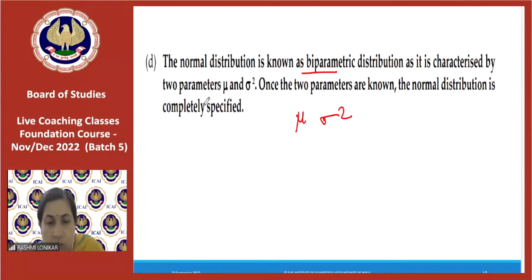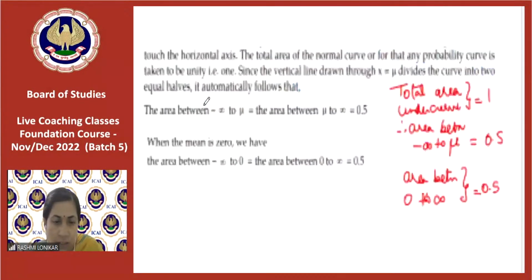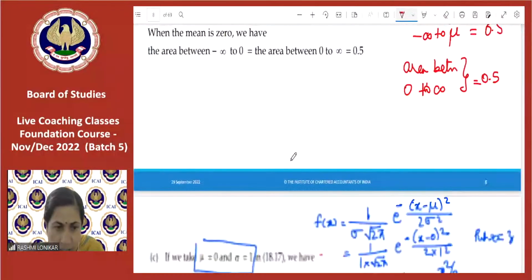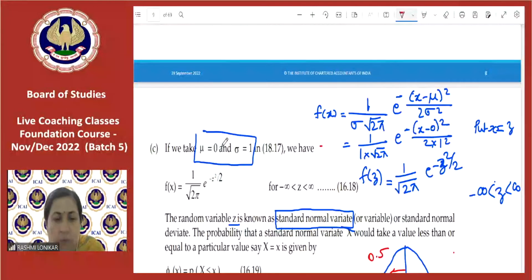So these are the 6 points that we covered right now, and then after that we are talking about this. When mu is equal to 0 and sigma is equal to 1, we say that the random variable z is known as standard normal variate.